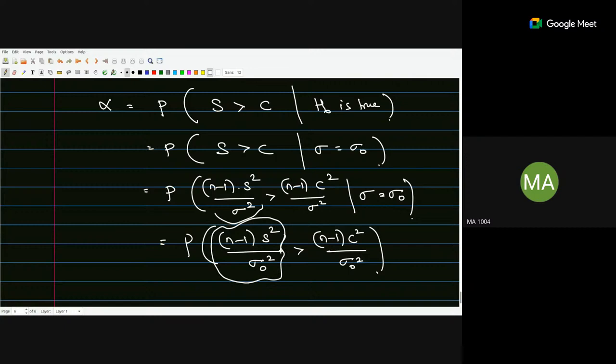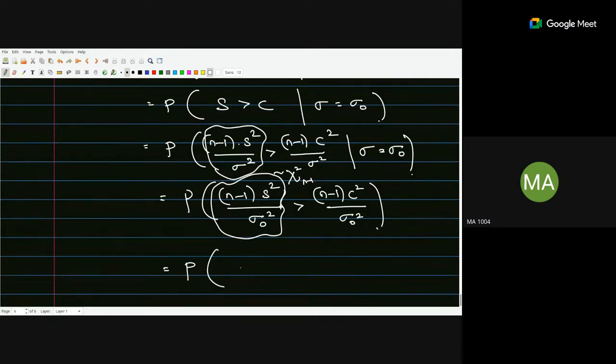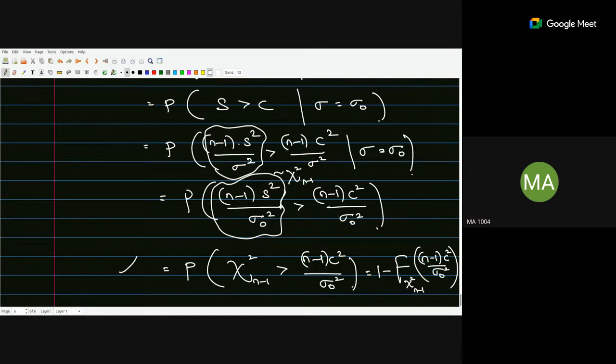This itself follows chi-square with n minus 1 degrees of freedom. So what I will write is chi-square n minus 1 greater than n minus 1 C square by sigma naught square. And from here I can write 1 minus F of chi-square n minus 1, with n minus 1 C square by sigma naught square inside it. Okay, this is what alpha is.